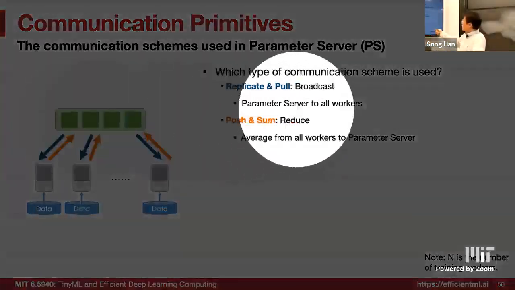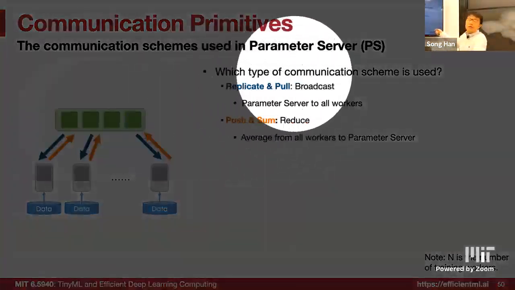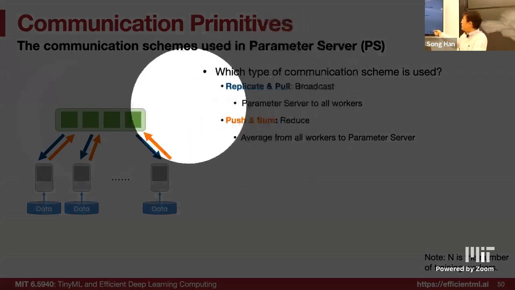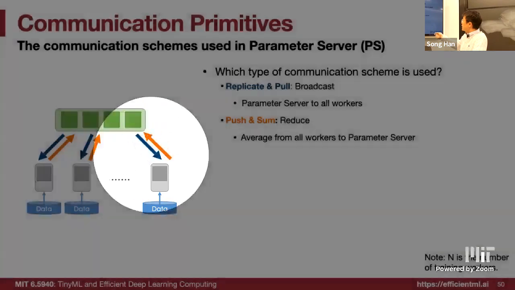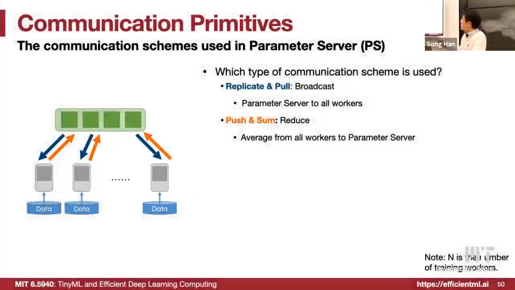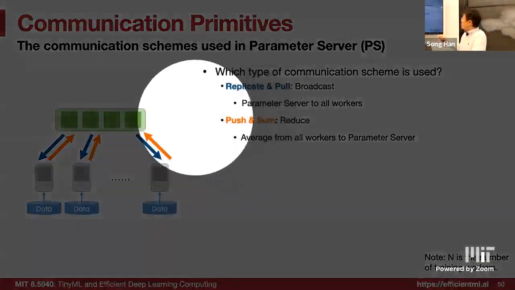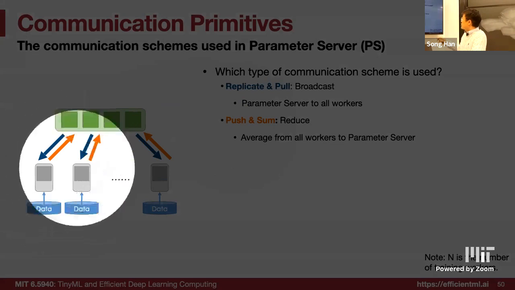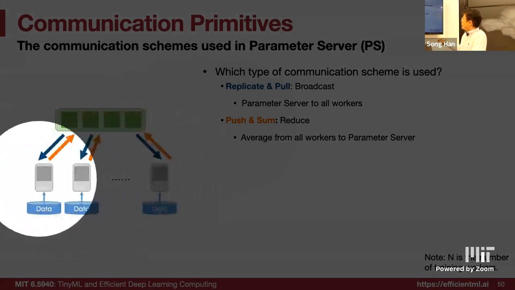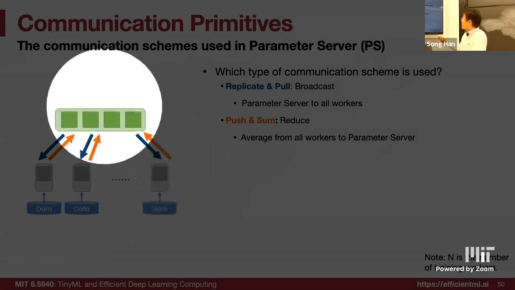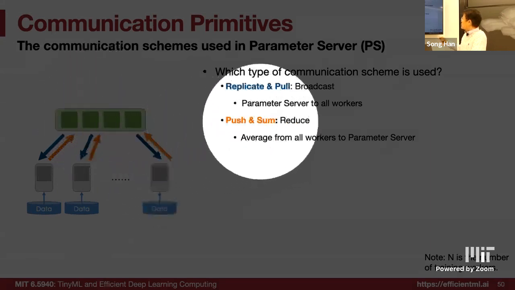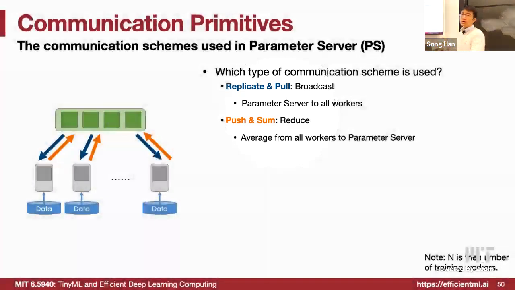Yeah, broadcast is used for replicating and pull, right? So we have our central parameter server, and we want to broadcast the weight to all the workers. And for push and sum, it's reduce. And so we're averaging from all the workers. Every worker gets its own gradient, and we want to sum the gradient in the parameter server. So it's actually reduce. It's not only gather, it needs to also perform a reduction. So it's reduce.